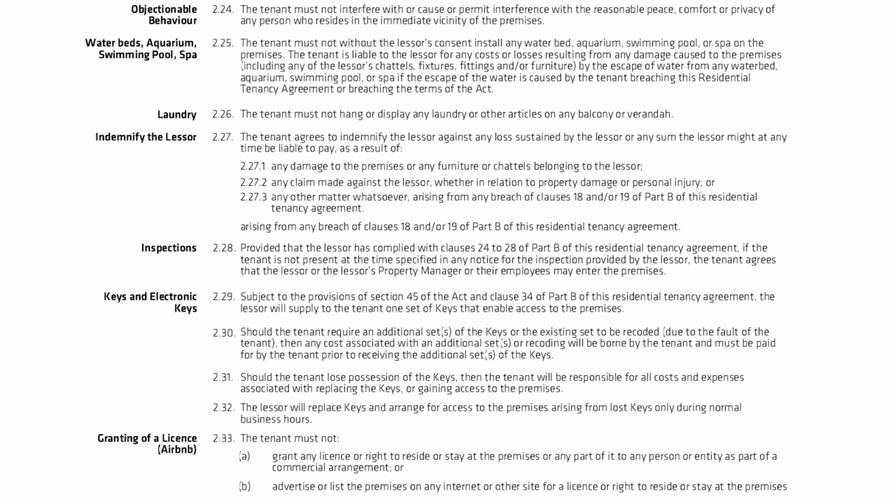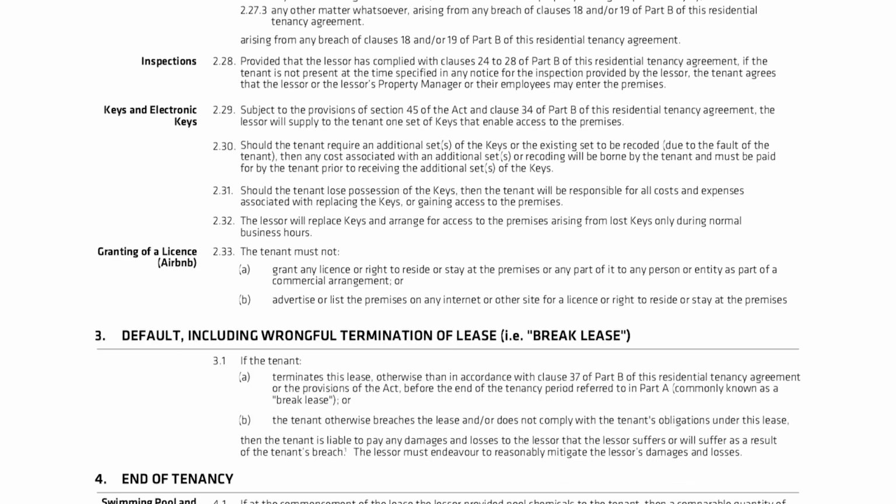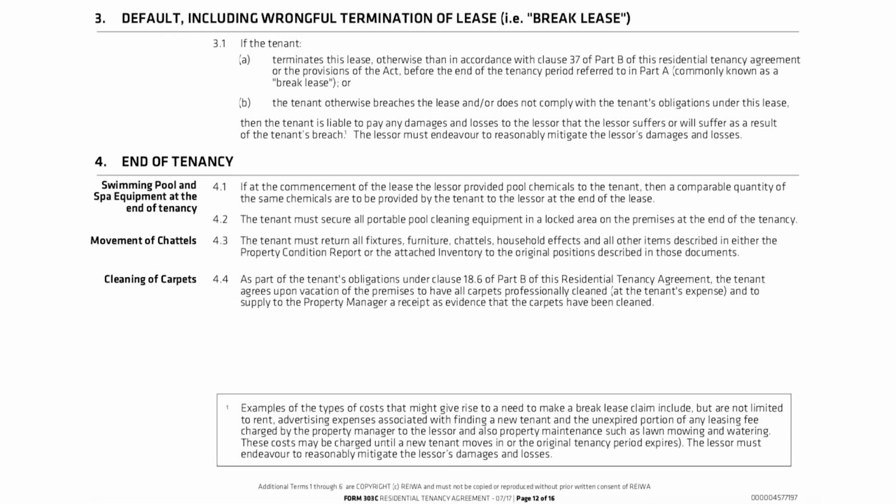If you require additional keys, you can cut them from the set you are given, however all keys must be returned when you vacate. You cannot grant the property as an Airbnb. If you wish to move out before the end of your lease, you are liable to pay rent up until the end of the lease period. This is a break lease.